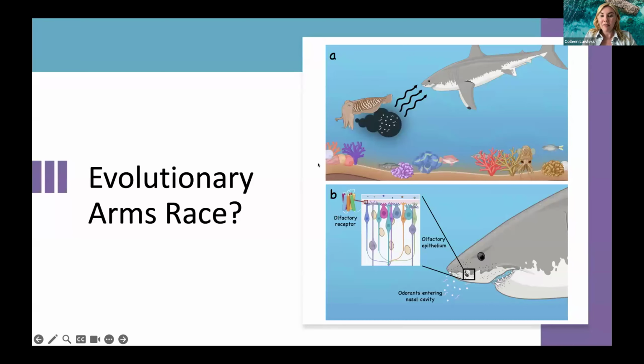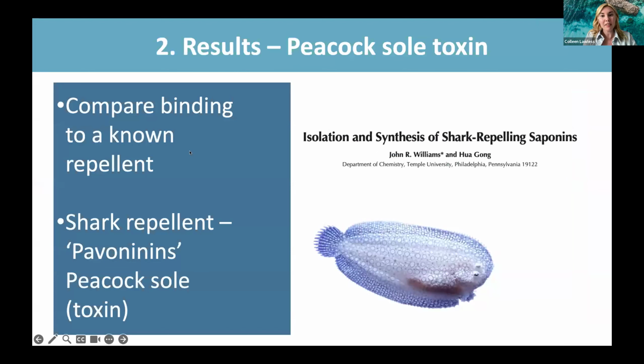So is this an evolutionary arms race? Cuttlefish would have lost their protective shell around 160 million years ago, and with this, they would have had to come up with other ways to avoid predation. So I wanted to compare it to a known shark repellent. This is a peacock sole, and it secretes a toxin, and it's historically known as having shark repellent properties.